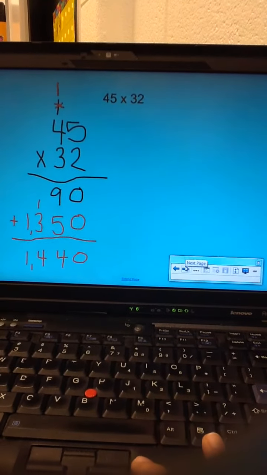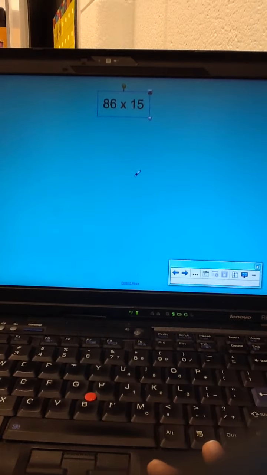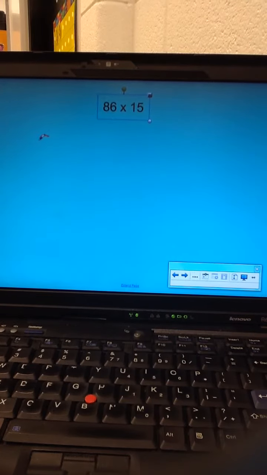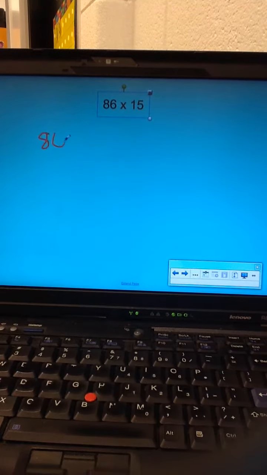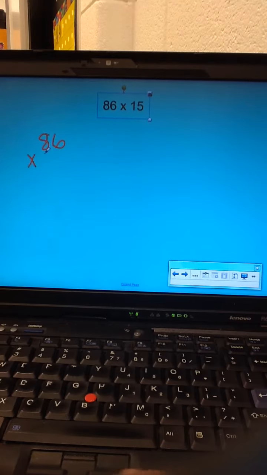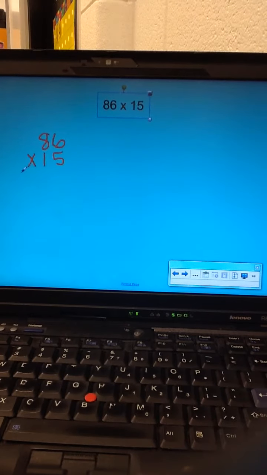Okay, let's walk through one together. Get out your math journal, and the first thing I want you to do is write this problem vertically. 86 times 15. Now, it's very important that when we do this that you line up your numbers. Why would that be important? Because you could make a mistake in your problem if you do not line them up correctly.